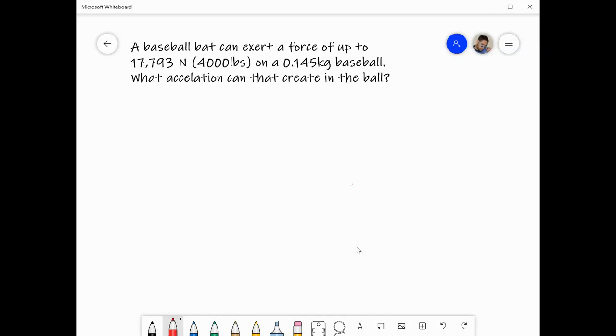Hey everybody, let's talk about a certain kind of problem that you can solve using Newton's second law. Newton's second law, often represented as an equation more than anything else, is really the idea that if you apply a force to a mass, it causes that mass to accelerate. So how might we write Newton's second law?